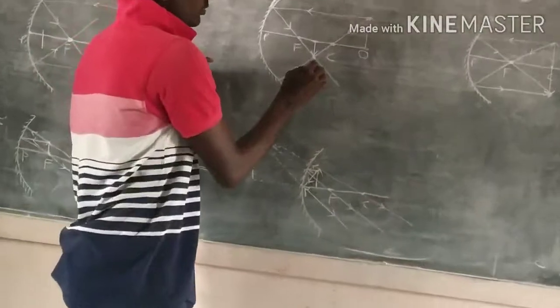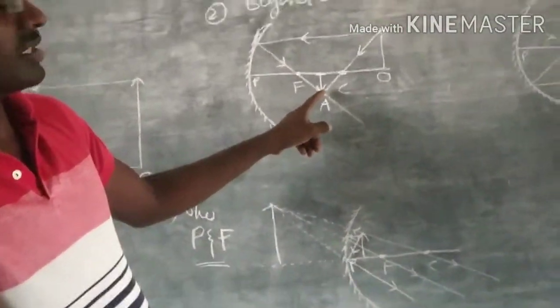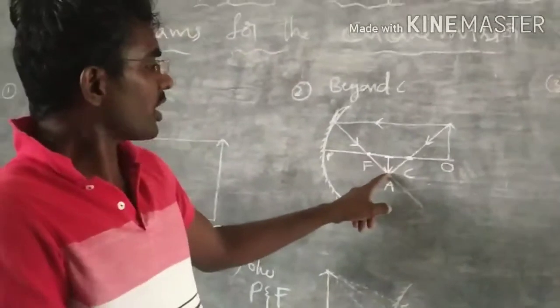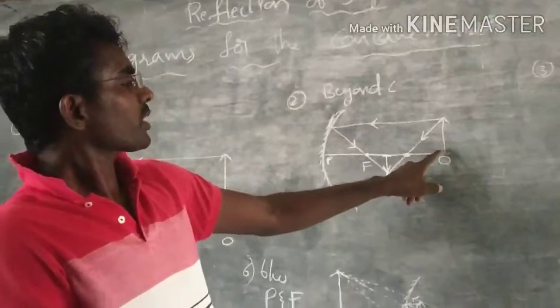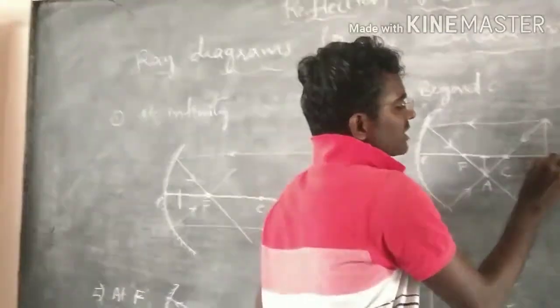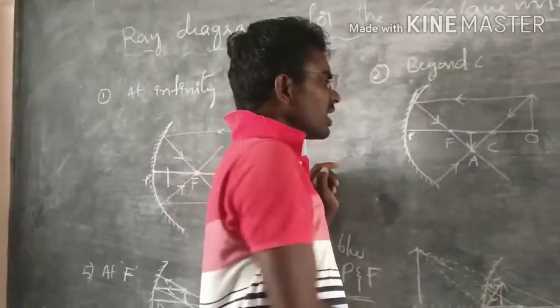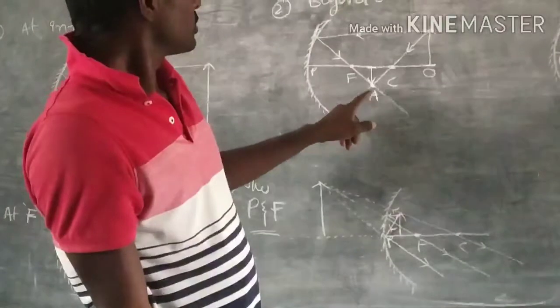For example, they meet at this point here. Then you will get the tip of the image at this point. For the base of the object, where is the base? On the principal axis, so you get the image base also on the principal axis, right?